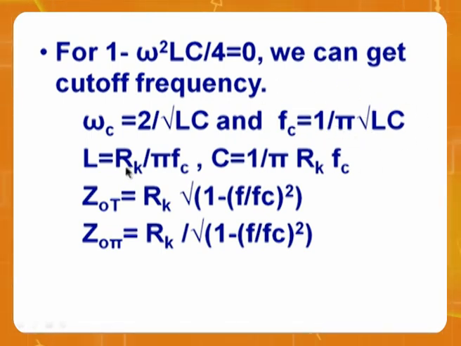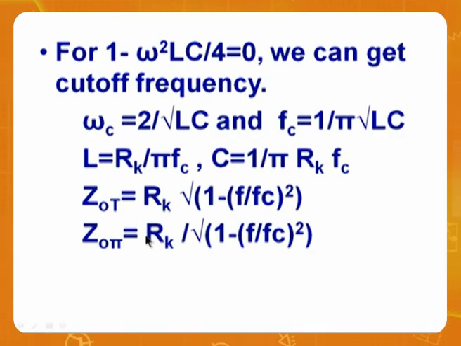With this capacitor and given our RK, L is RK by pi FC, C is 1 by pi RK FC. Then what is Z0? 1 minus F by FC whole square, into Z0 pi is divided by that. That means when F is increasing, this quantity is increasing, 1 minus increasing is less. So RK into less. RK by less means it becomes more.